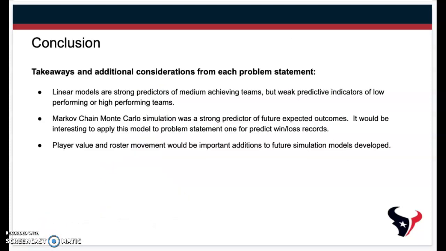2 really quick takeaways. Simulation models predicted more accurately than traditional models. They did better with the outliers and handled multiple unknowns more accurately. Additional simulation models would want to include player value and roster movement, as that's very critical to accuracy.